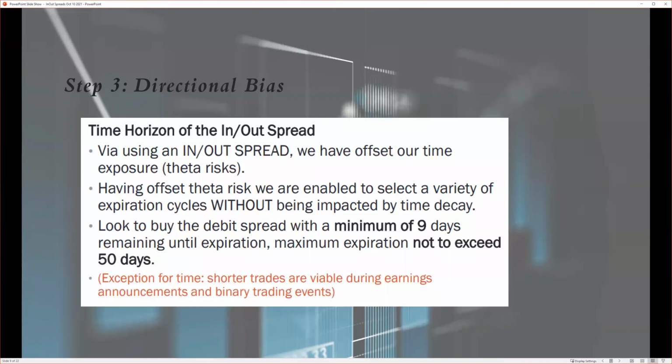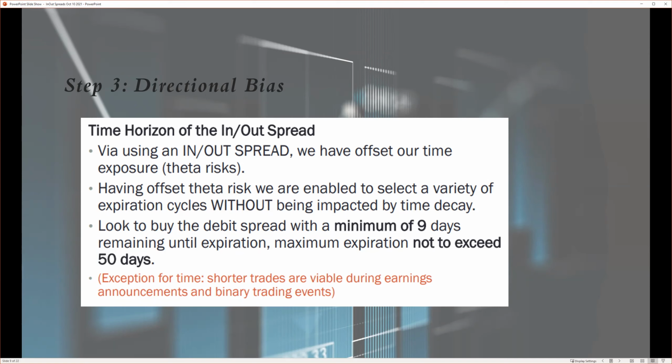And of course, the days that you're going to choose within this range are going to be based on what you see in the different expiration dates, looking at open interest, and how the skew is doing. By skew I mean the difference between the short-term and long-term volatility of the different strikes, etc. Right? So the exemption is that shorter-time trades are viable during earnings announcements and binary trading events.